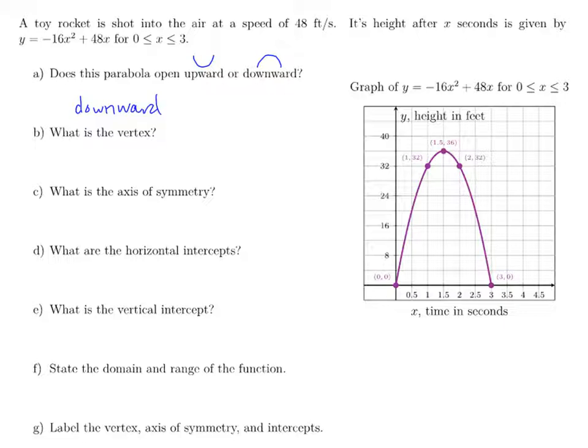The vertex is either the highest or lowest point on a parabola, and in this case we see that the highest point on that parabola is (1.5, 36). So that is our vertex. If we wanted to interpret that, that means that the maximum height is 36 feet, and I'll write that real quick. The max height is 36 feet. And if we want to say when it occurs, it occurs after 1.5 seconds.